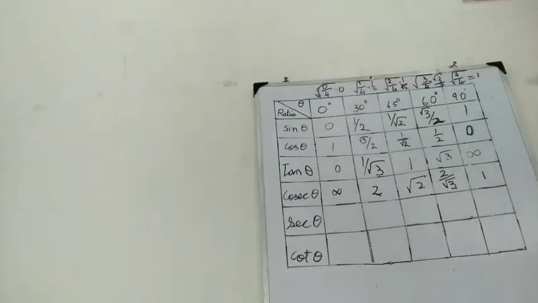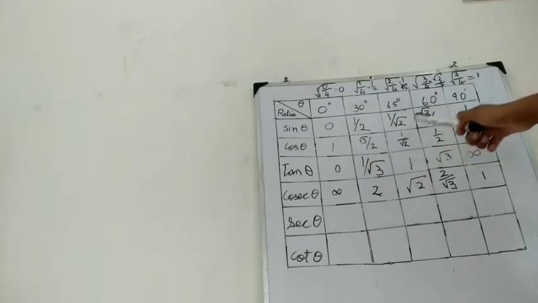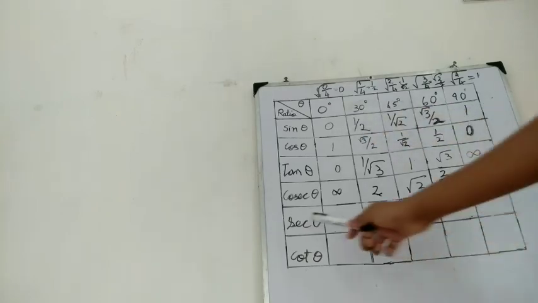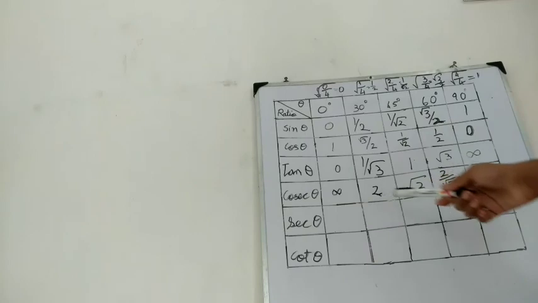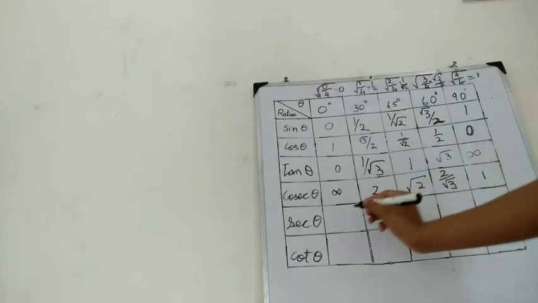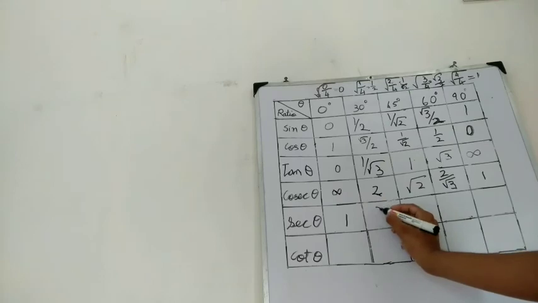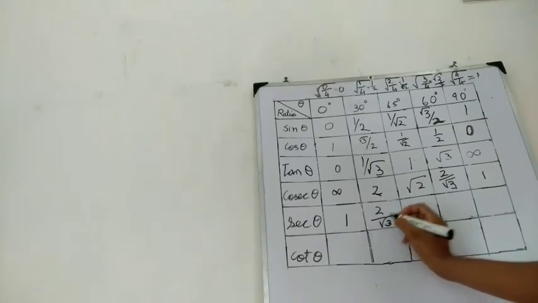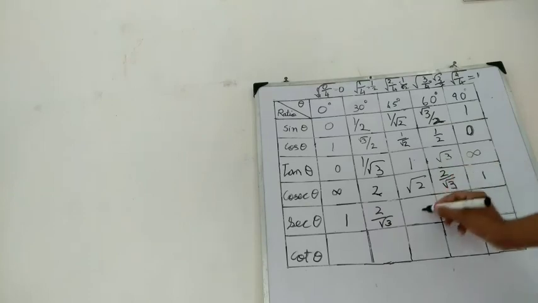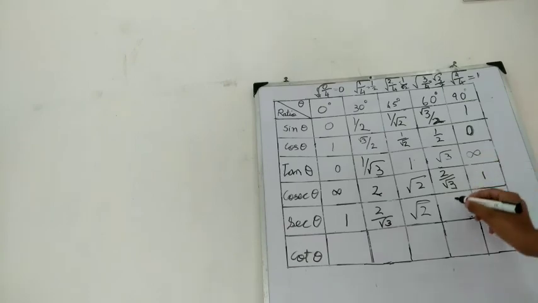As you saw, for cos, we just wrote the reverse: 1, root 3 by 2, 1 by root 2, 1 by 2, 0. Sec is nothing but the inverse of cos. So we can write this reversed: here 1, here 2 by root 3, here root 2, here 2, and here infinity. So you found the values of 5 ratios.